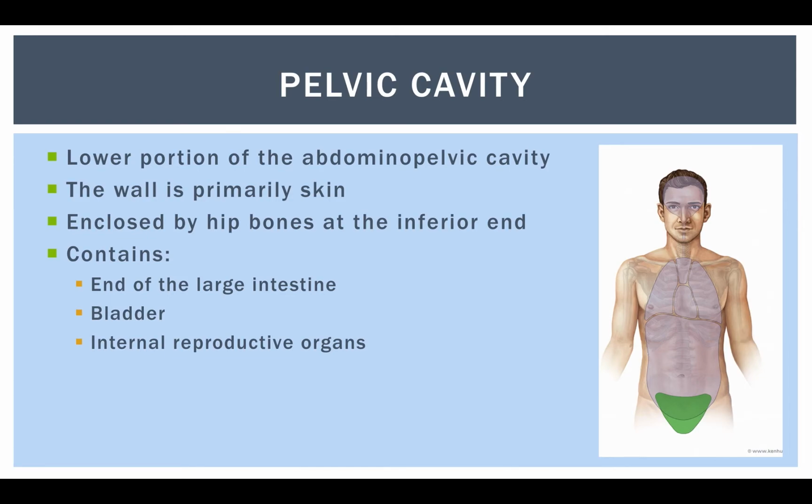So moving on from the abdominal cavity, we have the pelvic cavity. The pelvic cavity is the lower portion of the abdominopelvic cavity, highlighted in green on this diagram, and it's primarily surrounded by skin and some muscle, enclosed by the hip bones on the inferior or lower end. It contains the end of the large intestine. Remember, most of the large intestine was in the abdominal cavity. It contains the bladder as well as the internal reproductive organs.